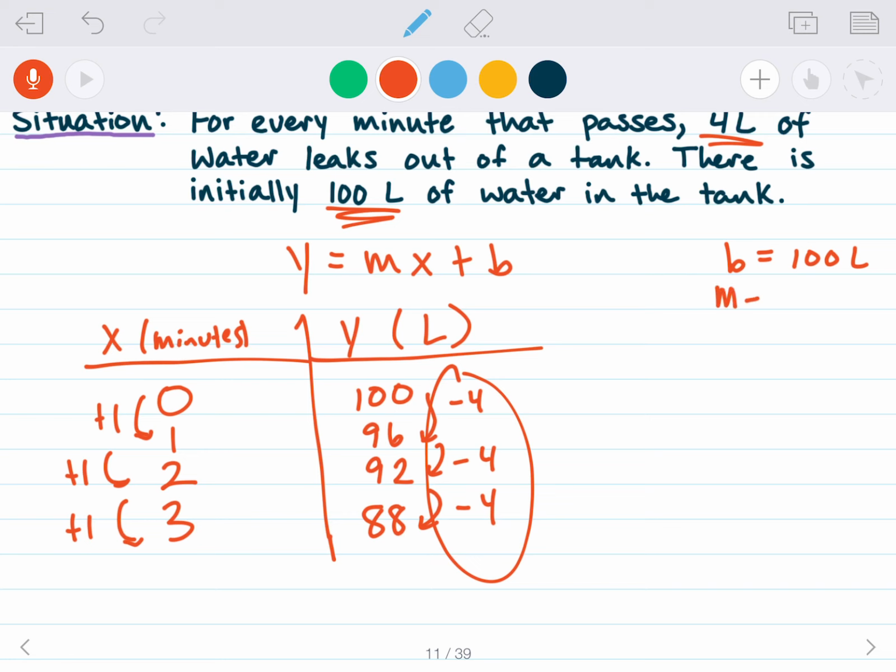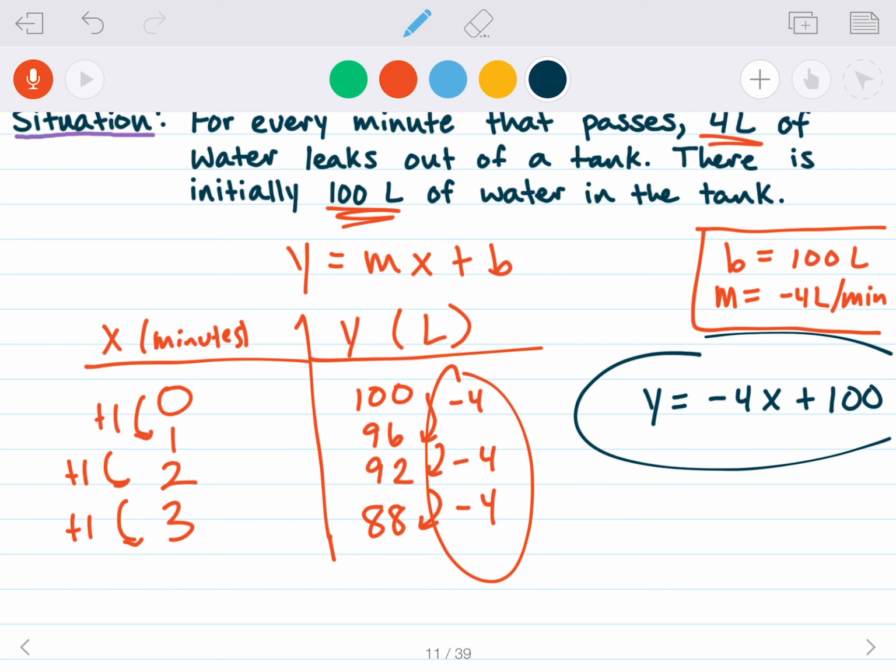So my M, remember, your units are going to be how much you're changing in Y over how much you're changing in X. So I'm changing by 4, so this is going to be minus 4, and my units are going to be liters per minute. Does this make sense? Am I changing by minus 4 liters per minute? Well, yeah. The amount of water that's left in the tank is decreasing by 4 liters per minute. So that's my M. So we got that. So our equation is Y equals MX plus B.